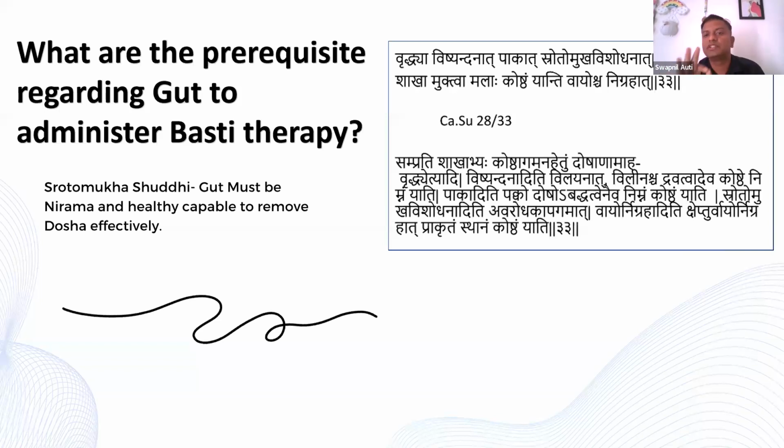So to bring the dosha from shakha to koshta and then to remove them, it is necessary to do the vruddhi, vishyandan, pak, srotomukha vishodhan. These are the prerequisites. So srotomukha vishodhan and this pak of whatever the ama is there in the large intestine, that is the prerequisite to start the Basti therapy. Then you can go for the Basti therapy if your drug is proper.